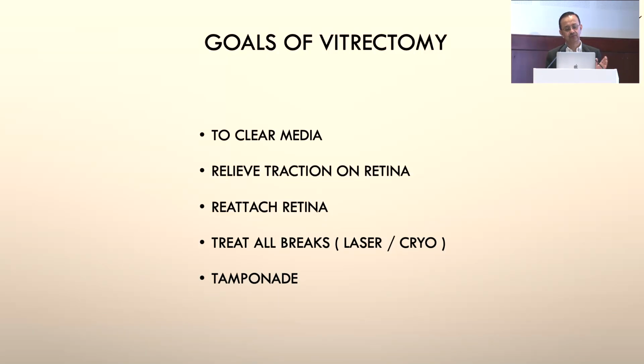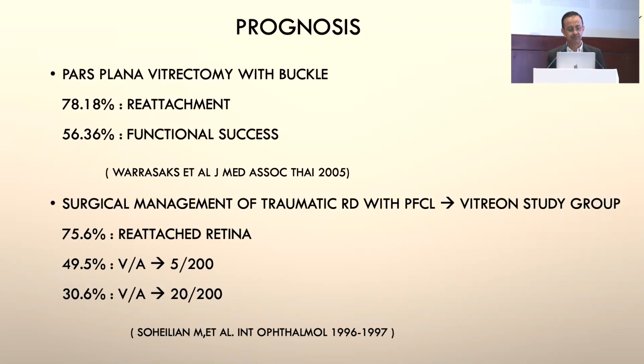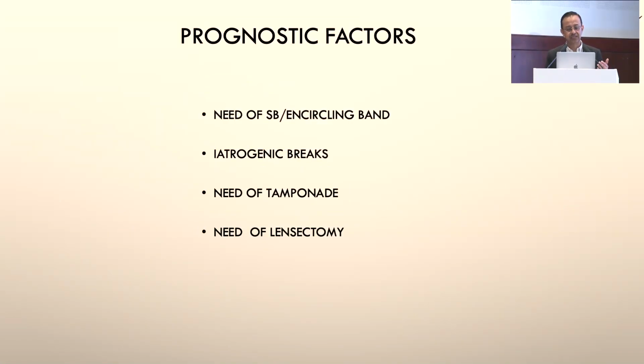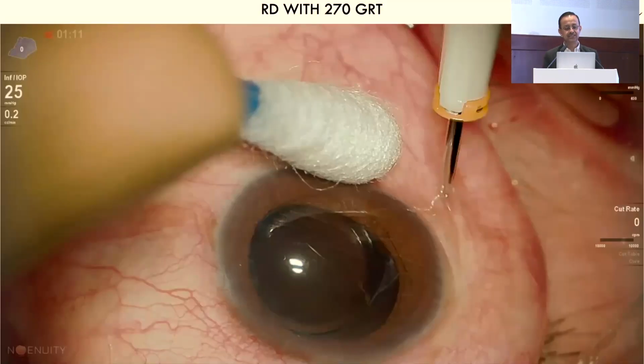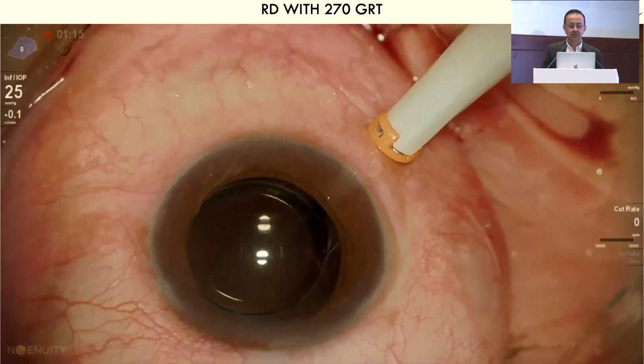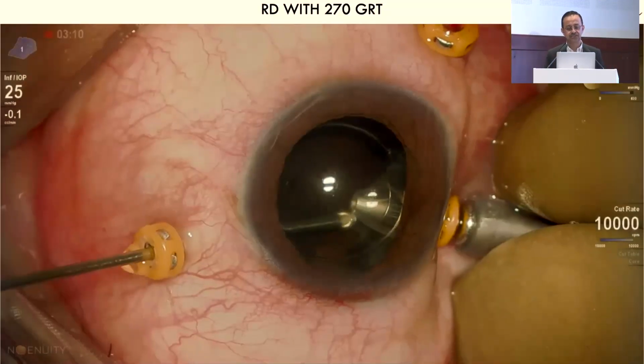And this is the goal of vitrectomy. You clear the media, you relieve the traction, reattach the retina, and use a tamponade. The prognosis, as indicated, I will not run through, I will just move on. So what are the prognostic factors? Whether you can manage with a scleral buckle or an encircling band, the iatrogenic breaks, the need of tamponade, and the need of lensectomy. If you need lensectomy or a tamponade, naturally the severity of injury is more, and so the prognosis is less.